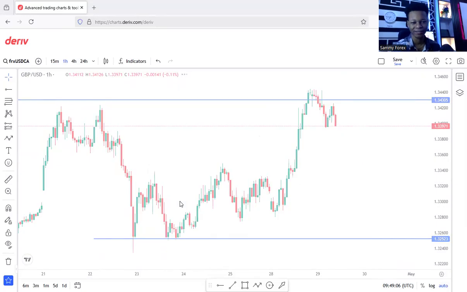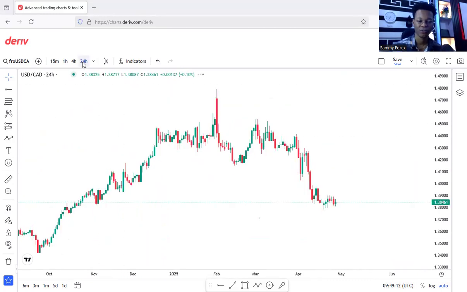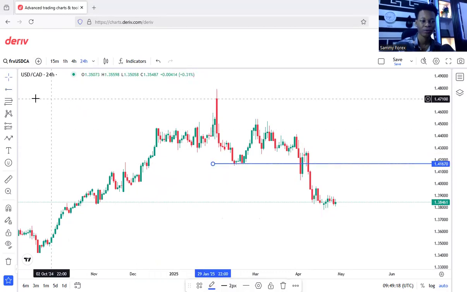USDCAD. Oh, this was my favorite pair. USDCAD is showing an uptrend move. Let me go down to the 24 hours time frame to actually see it. Wow, USDCAD is giving us a bearish move. This low is actually being broken.